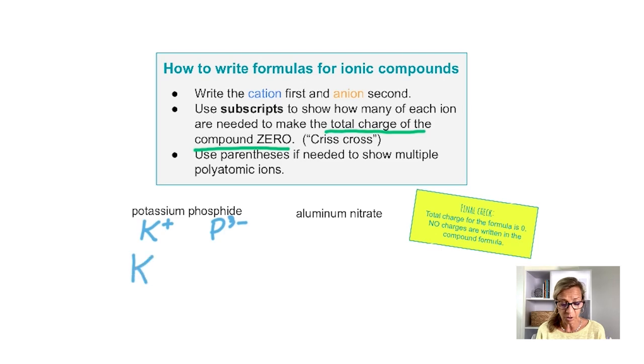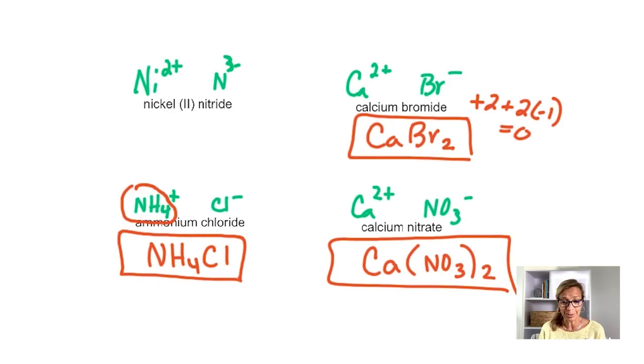I'm going to use subscripts, 3 potassiums and 1 phosphide. I'm going to show you the crisscross. Do you like this? Take this number here. This number becomes that subscript.